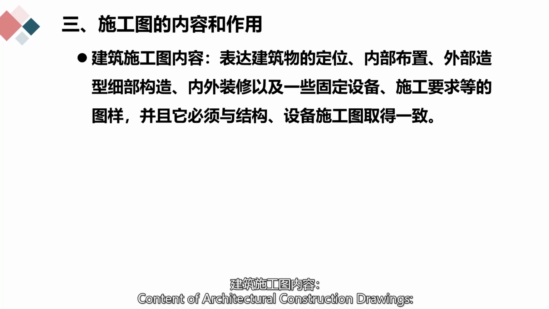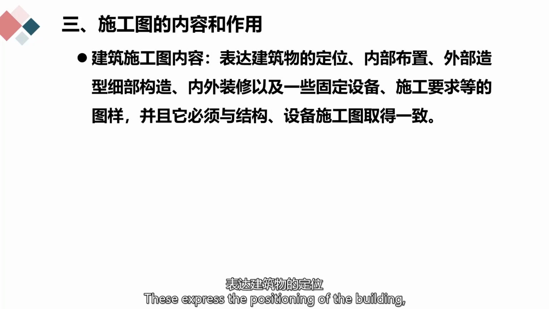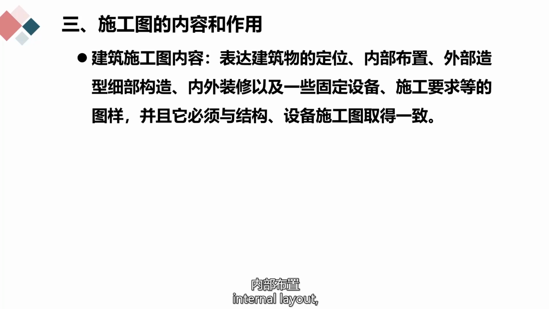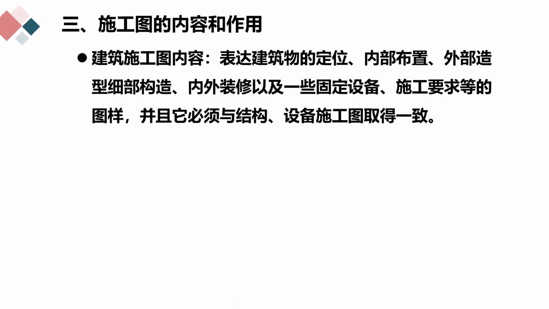P9. Content and function of construction drawings. Content of architectural construction drawings. These express the positioning of the building, internal layout, external shape and detailed construction, interior and exterior decoration, as well as some fixed equipment and construction requirements. They must be consistent with structural and equipment construction drawings.